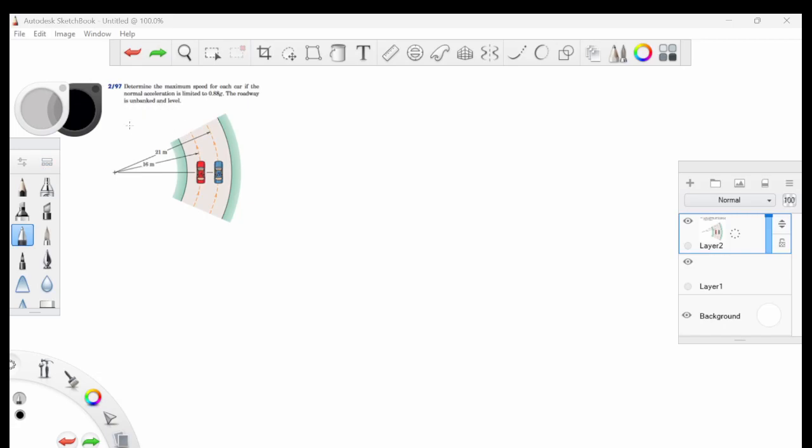Previously we have defined two different frames in order to describe the car's motion. We used a global frame of reference here called N and a local frame of reference attached to the car that moves with the car. We call this one A, and then XA and YA.